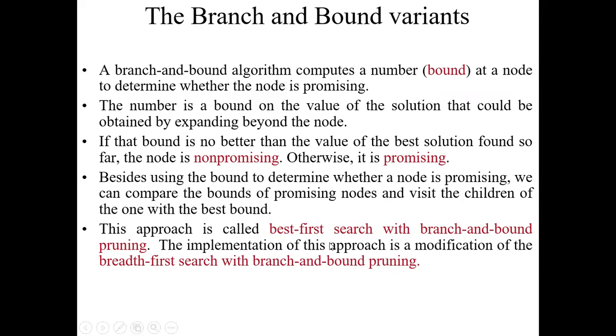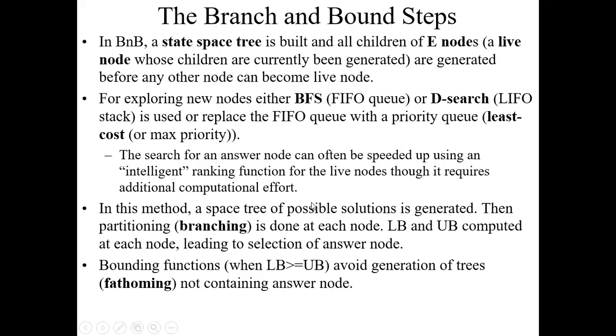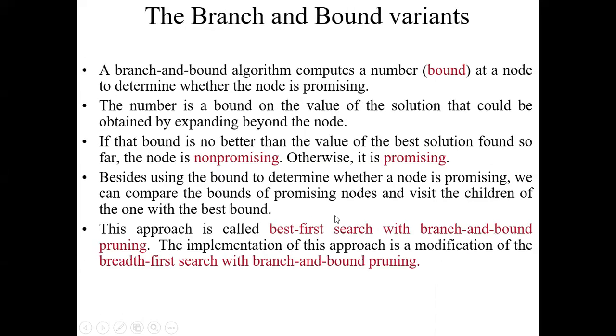So this approach is called best first search with branch and bound. If we are not using this function, the function mentioned in the previous slide, if I am not using this intelligent ranking function, then this becomes a breadth first search with branch and bound pruning. We are only moving level by level. It is not being implemented using a priority queue. It is normally implemented using a queue or stack.